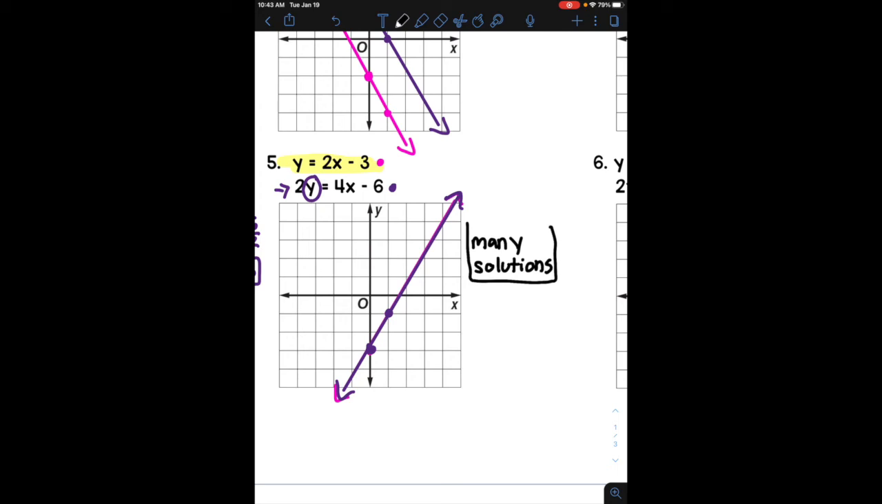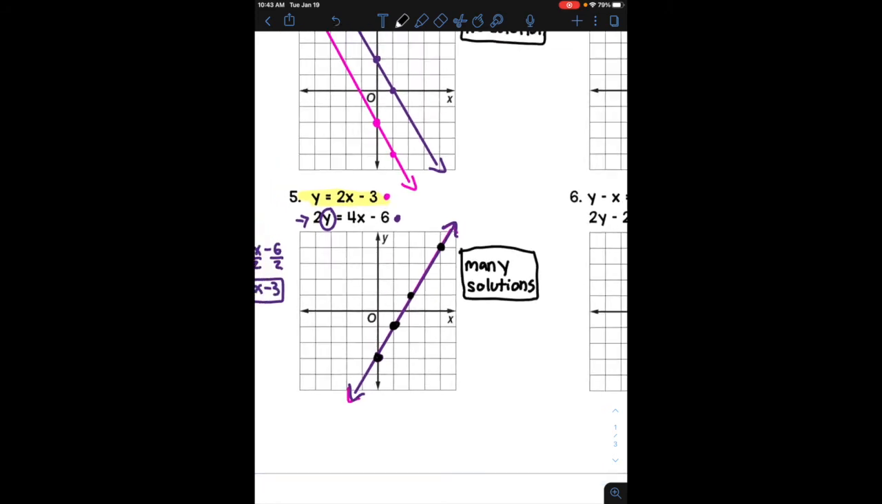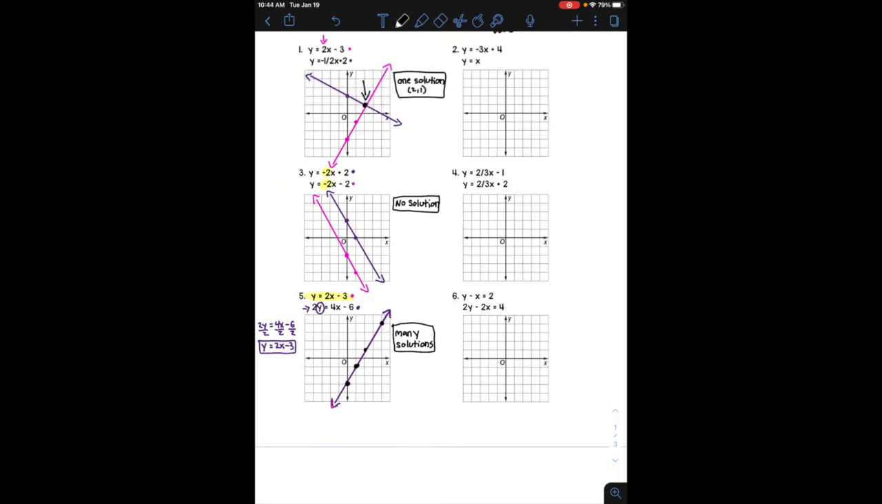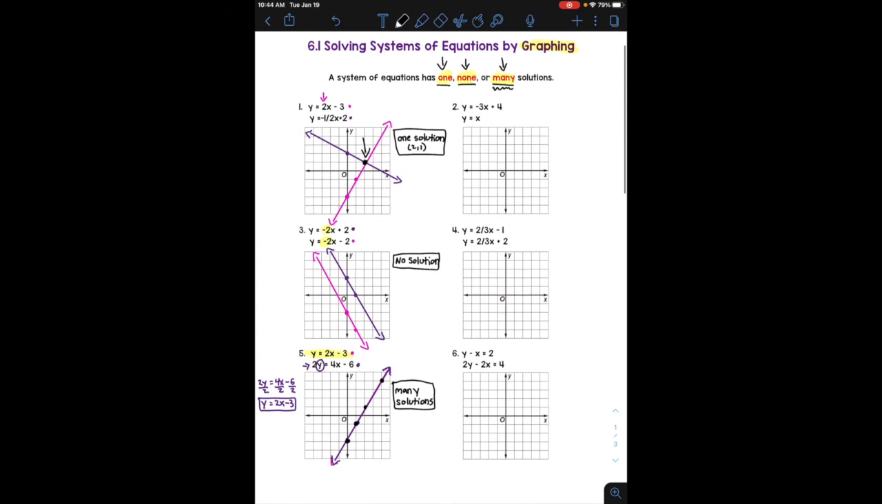If they ask us to give a specific solution, we can name any ordered pair that lies on both of the lines. Those are our 3 examples to show each of the 3 types of solutions you could get for solving systems of equations. What I'm going to ask you guys to do is pause the video and try the even problems. Once you get your answer, play the video back to double check.